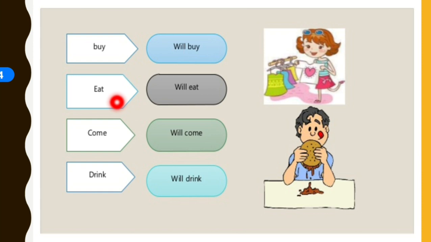Eat. If eat is the verb that is given to you, in order to change it into simple future tense, it will become will eat. Like this man is saying, I will eat this delicious burger. Now, if the verb that is given to us is come, if we want to change it to simple future tense, it will become will come. Usage in a sentence, I will come to your home tomorrow.